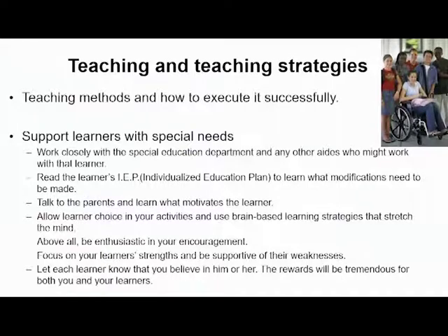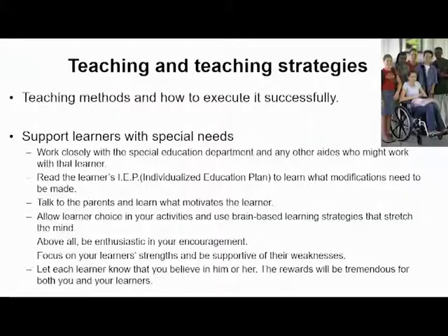Also allow learner choice in your activities and use brain-based learning strategies that stretch their minds. And above all, be very keen in your encouragement. Try to encourage them. Focus on your learner's strengths and be supportive of their weaknesses. And let each learner know that you believe in him or her, and the rewards will be tremendous for both of you and your learner. So those are just some of the points that you need to take into account to support learners with special needs.